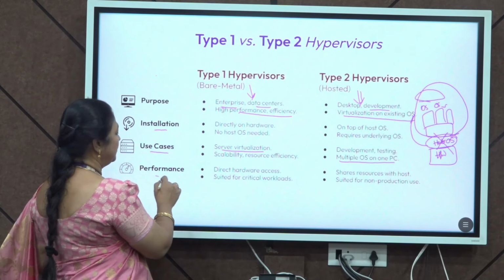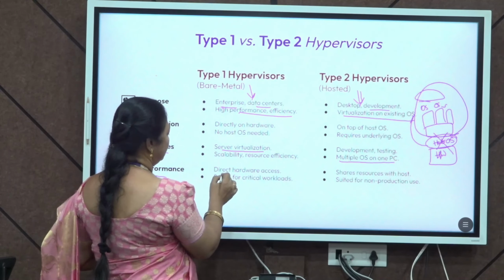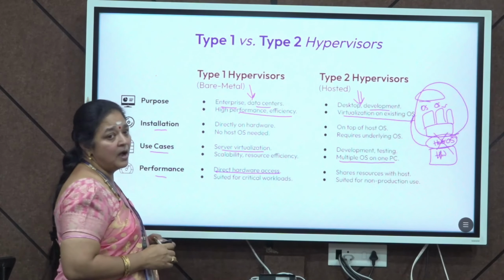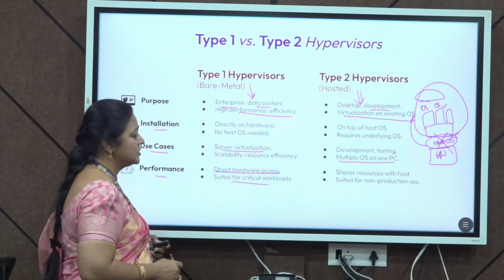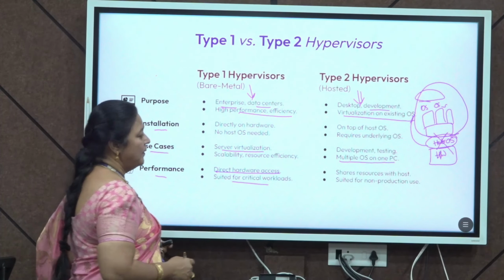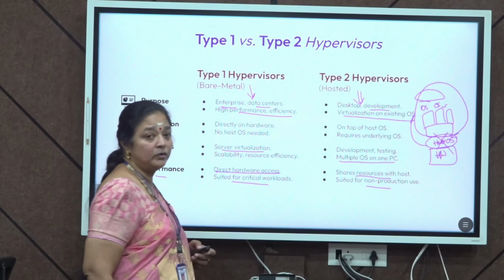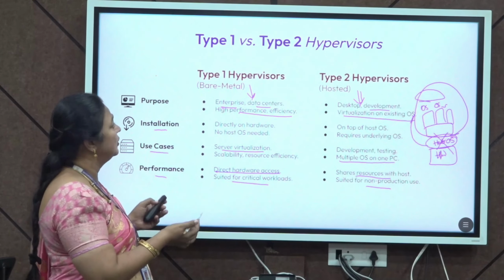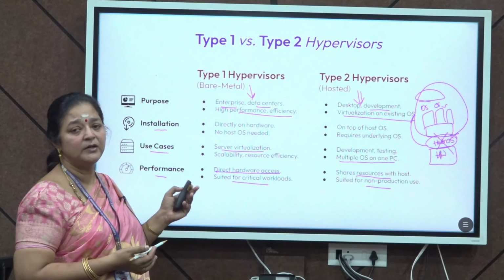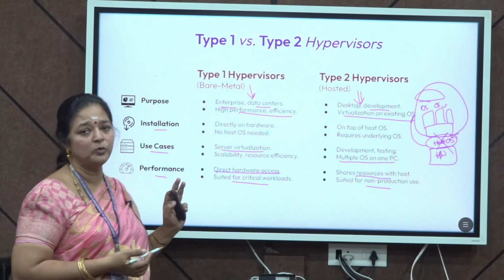With respect to performance, type 1 has direct hardware access, and it is suitable for critical workloads. But type 2 hypervisor shares resources with the host, and it is not suited for production use. Okay, so these are all the similarities and differences between type 1 and type 2 hypervisors.